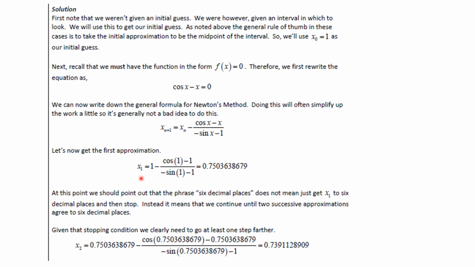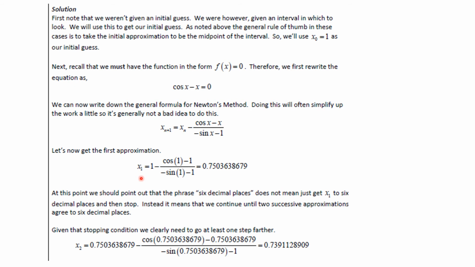At this point, we should point out that the phrase "6 decimal places" does not mean just to get x1 to 6 decimal places and then stop. It means we continue until 2 approximations in a row are agreeing to within 6 decimal places, which is 1/1,000,000th. Okay, so if we're using that as a stopping condition, then we clearly need to go at least one step further.